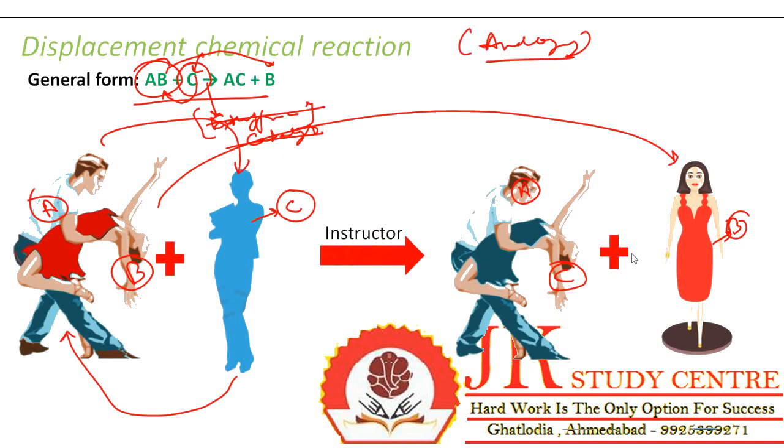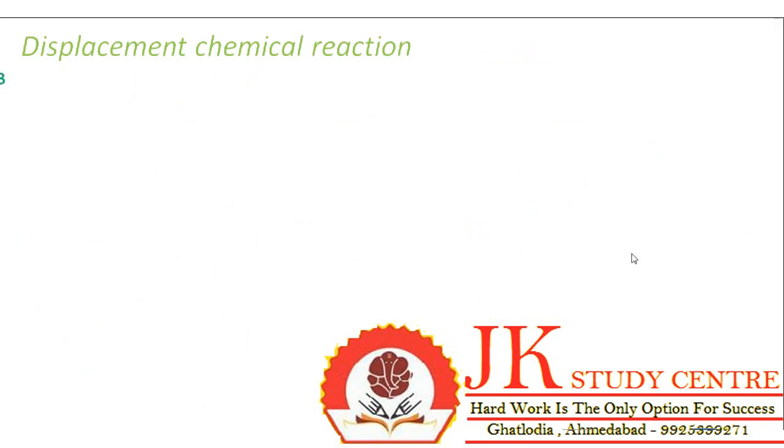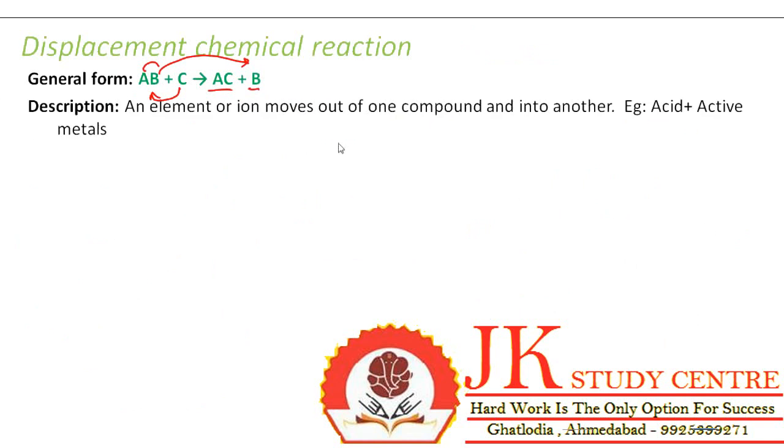Correct? This may happen in real life when you're practicing dance in school, and the teacher says, no, this pair doesn't look good, let's change the pair. So that's one example of a displacement chemical reaction in our daily life. Let's see the chemistry definition of this displacement reaction. You have this compound AB. When C comes, C displaces B, so it becomes AC, and B is out. So one element or ion moves out of one compound and into another.